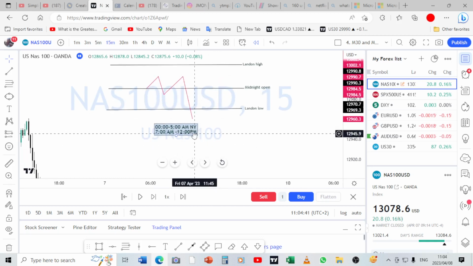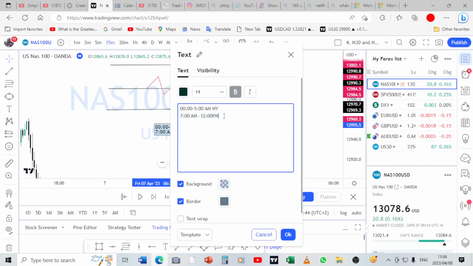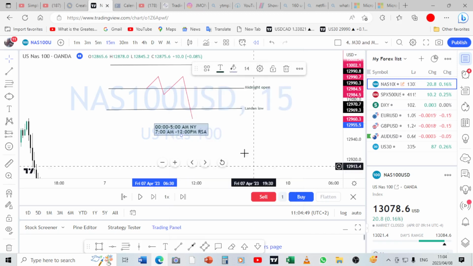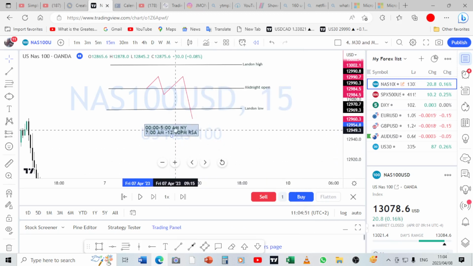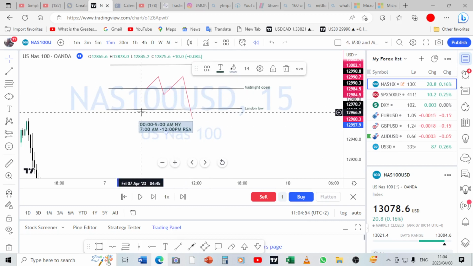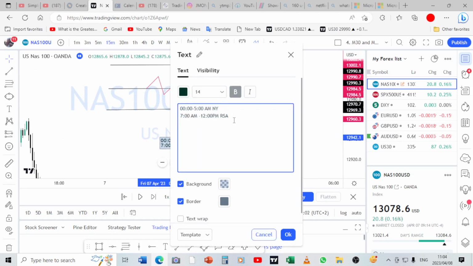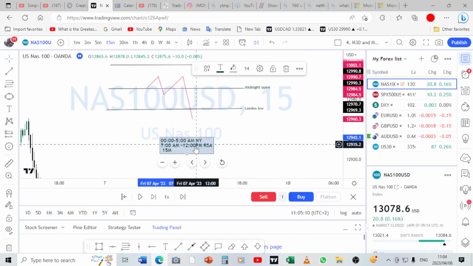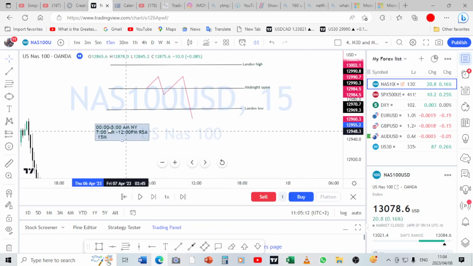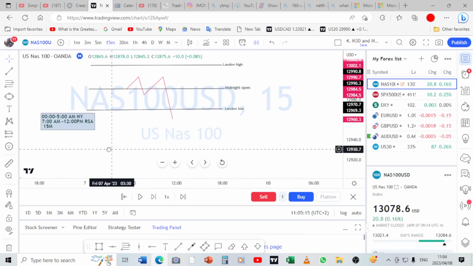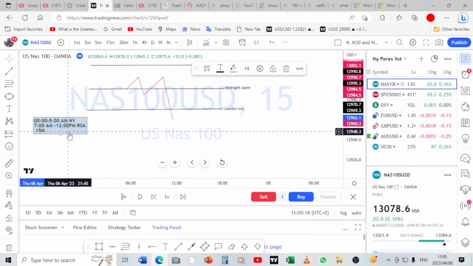So you want to see this one. I didn't say, if you are in RSA, this is South African time. So you want to see this whole move happening on the 15 minutes time frame. Another thing, let's just keep the rules here. You want to be on the 15 minutes time frame.